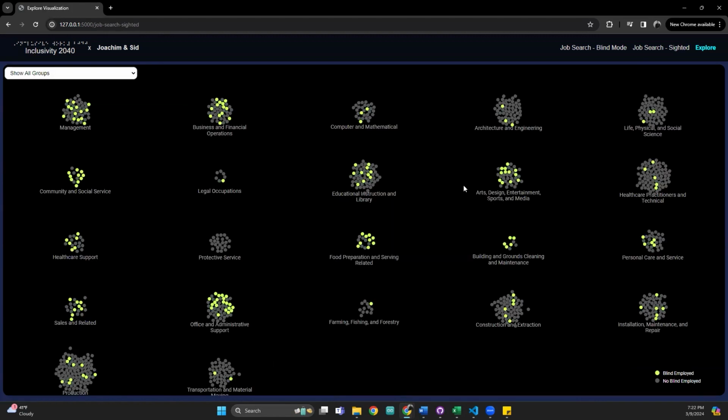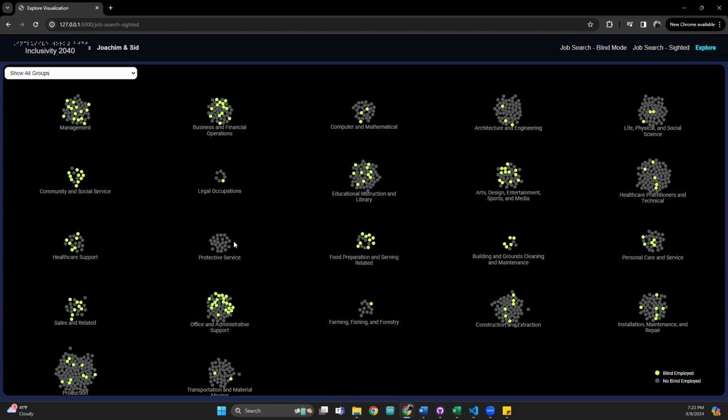Next, a more relevant session to interact with is what we call the job search session. So this illustrates all the 22 major categories of the jobs provided, and then you can clearly see which of them have at least one blind person employed there. So for example, for all the jobs listed under protective service, there's not even one that has at least a blind person employed there.